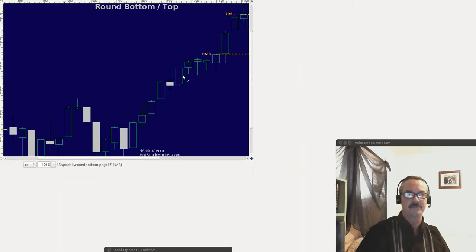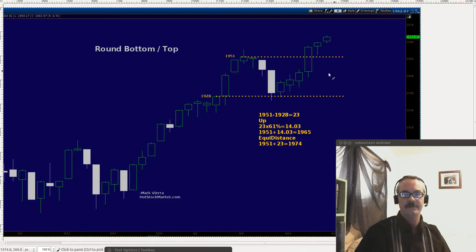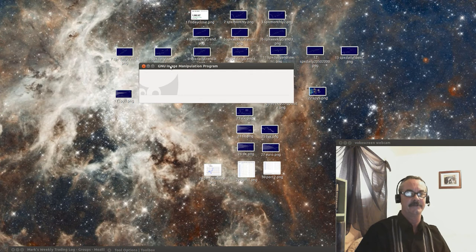Let's see, I put some measurements to it. Conservative target of 1965, 1974, 1975 would be an equidistance. That's a measurement between here, subtracted from this level here. And I do think we're going to see some back and fill. Now I think that I've gone through the basic trend lines and chart pattern for the week. I can get into some volume.